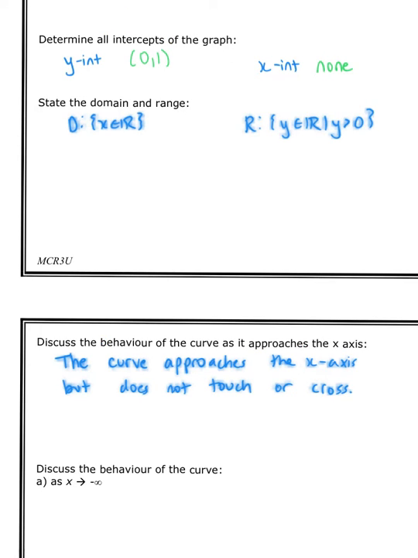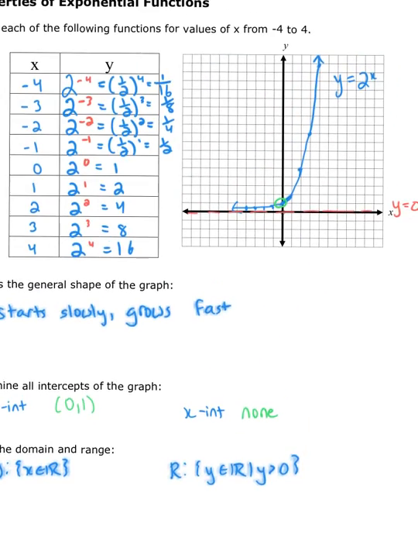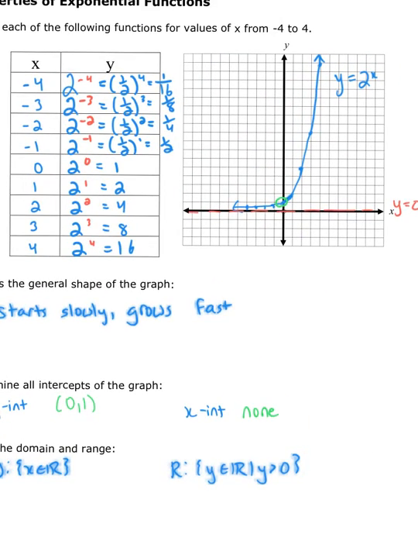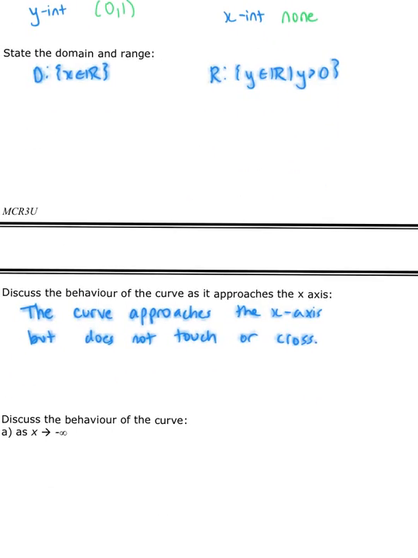So to discuss the behavior as the curve approaches the x-axis, we can look at the graph and we notice that as the curve approaches the x-axis, which is here on the left, it gets really close to the x-axis, but it does not touch or cross the x-axis. And we already talked about that's where the horizontal asymptote is. So there's an asymptote at y equals 0.